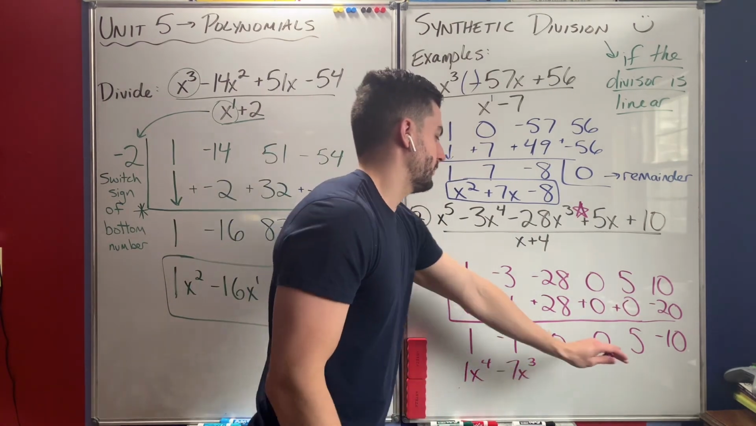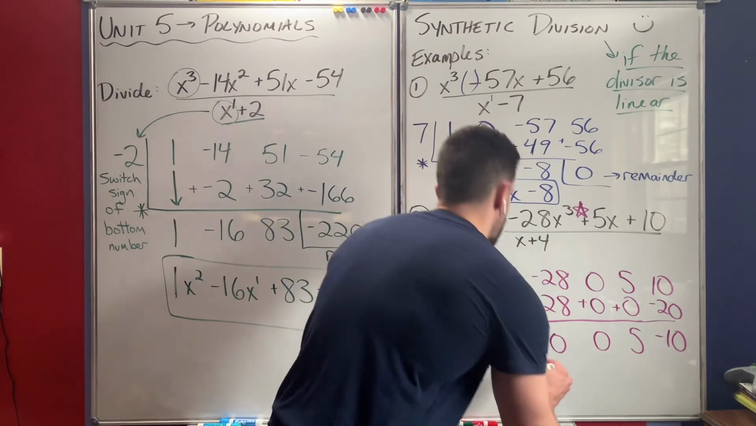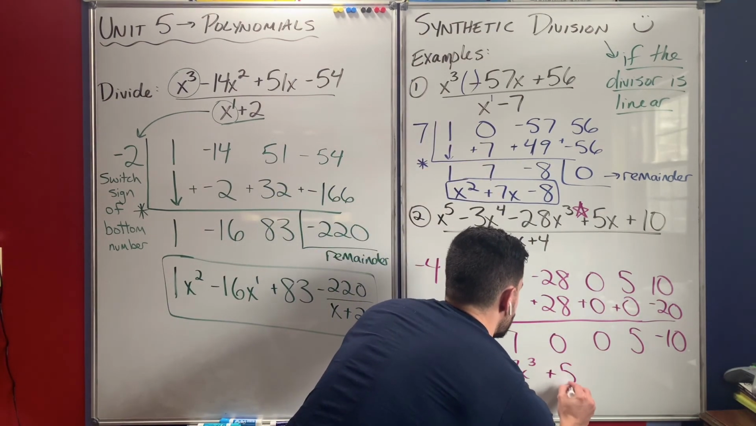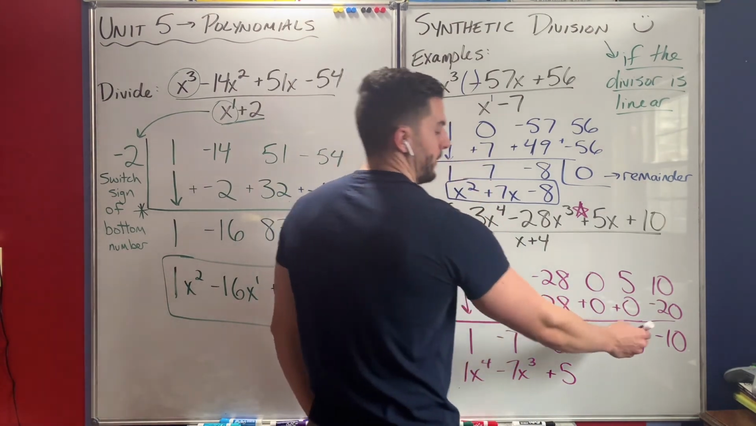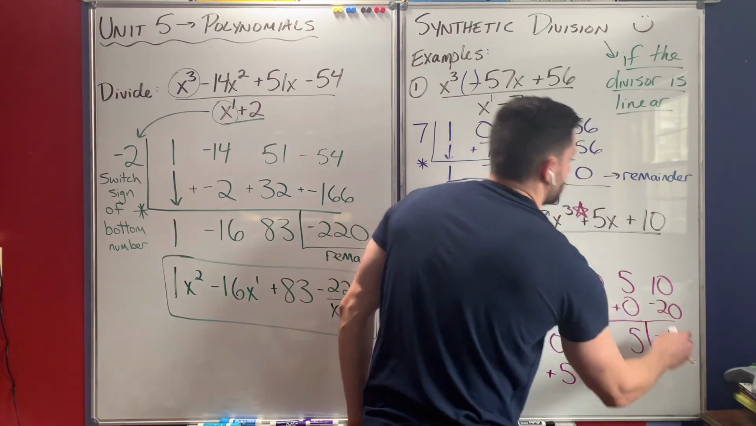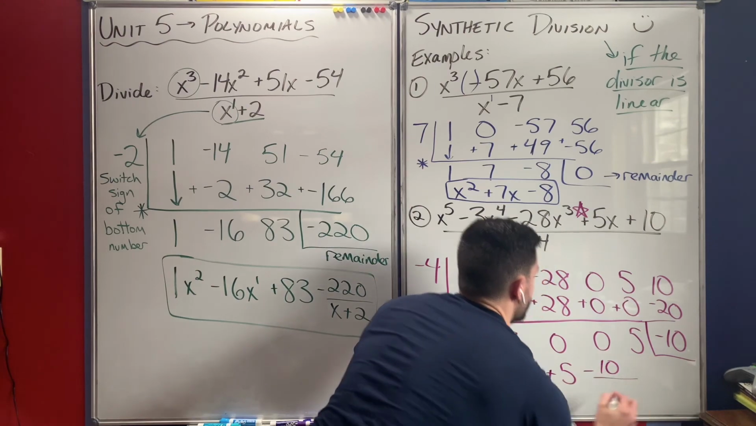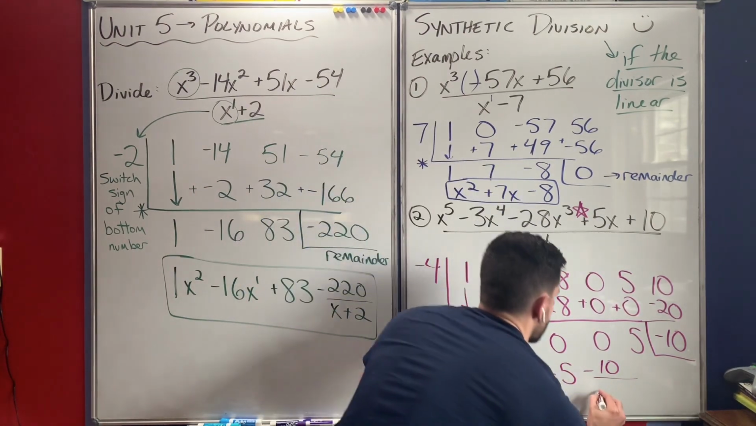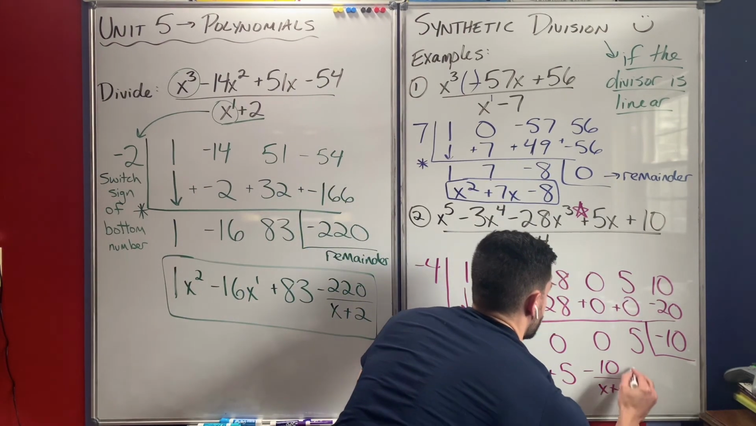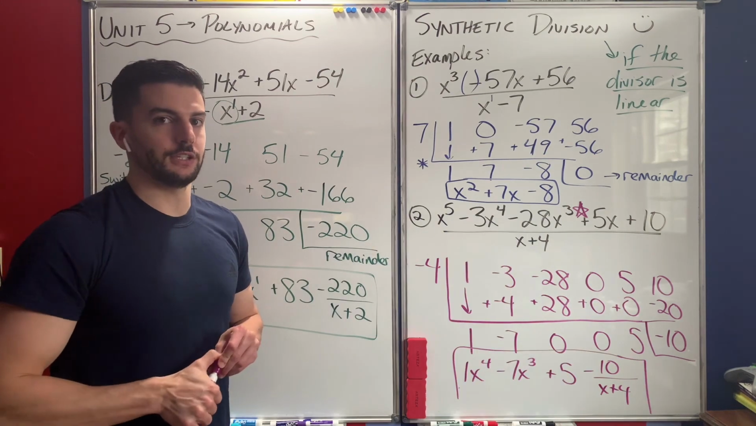So 0x squared plus 0x, so I have this plus 5 constant. And so I'll write that. And then I have this minus 10. Again, that last number is always your remainder. So that's going to be minus 10 over your divisor of x plus 4. So that would be the full answer to this question.